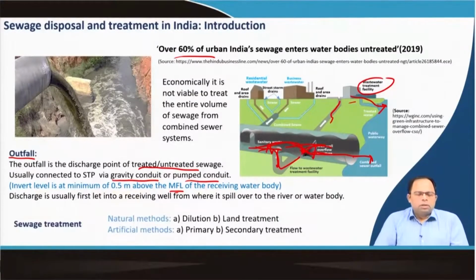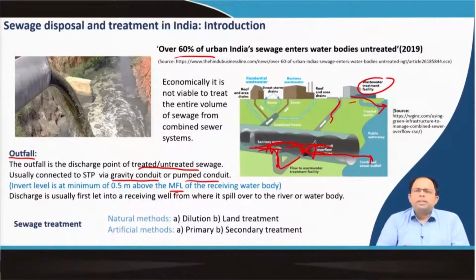In this particular lecture, we will look into the two broad aspects of the ways in which we treat sewage. One is the natural method, under which there is dilution and land treatment, which we will learn in detail in a later lecture. And then there are artificial methods, which also include primary and secondary treatment, which we will also cover in subsequent lectures.